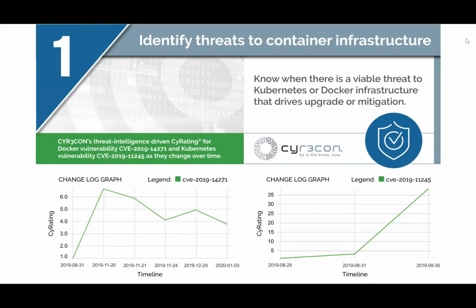Okay, so the first way is to identify threats to your container infrastructure. Here what you see is a tracking of our CyRating score that tells you, based on intelligence, how many times more likely a vulnerability will be exploited. In this case, we're looking at a couple of vulnerabilities dealing with Docker and Kubernetes. By being able to track the intelligence in a quantified way, this can help you drive decisions on when you need to make that expensive and time-consuming upgrade to your infrastructure.